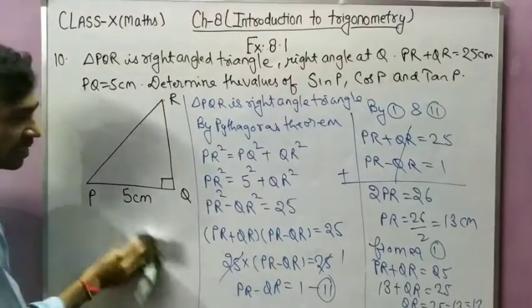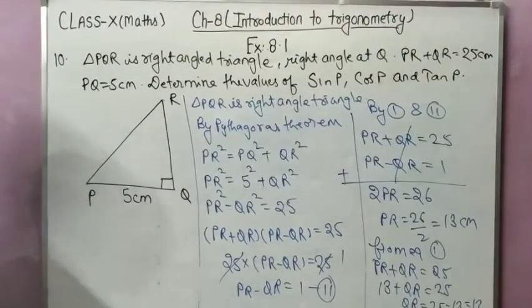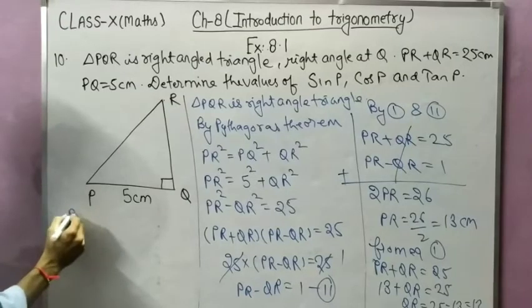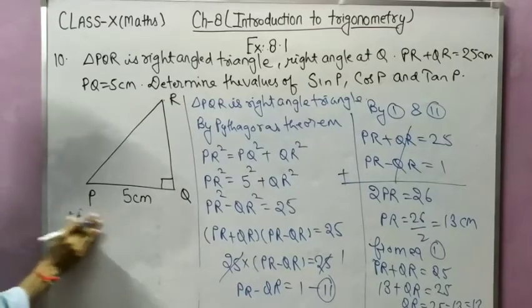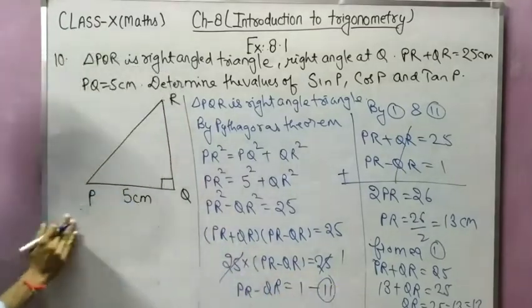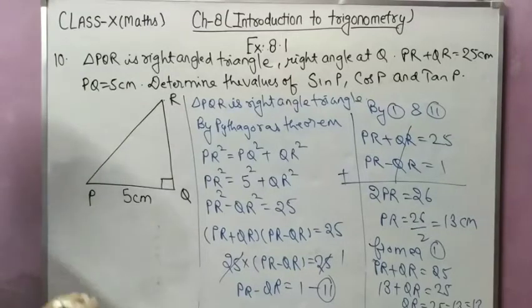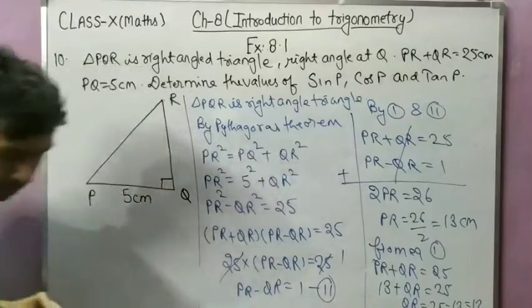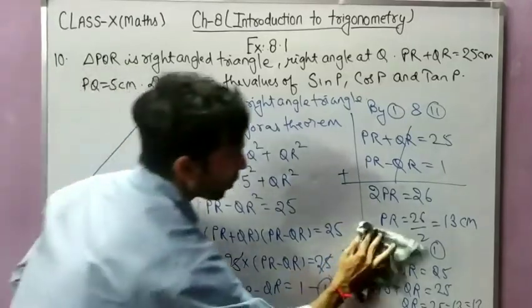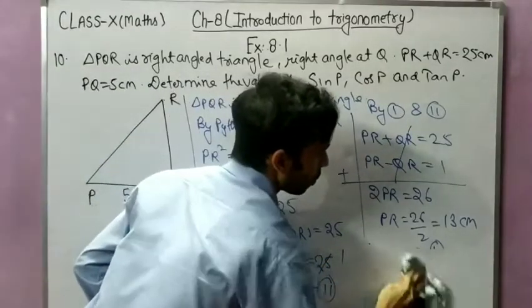So we can say now, by solving these two, PR will be equal to... or I can write this thing here. I hope you are not able to see this. So this thing I am writing here. Okay, I am going to erase this because I hope it is not visible to you.